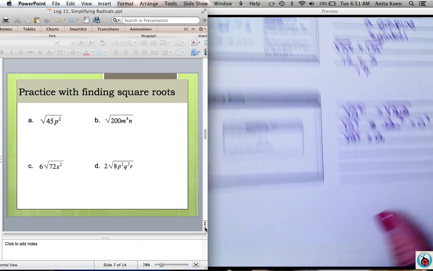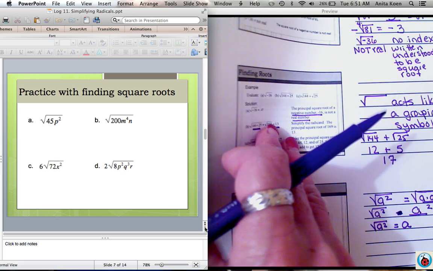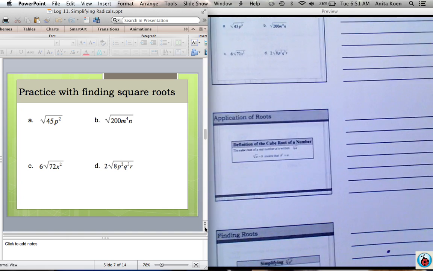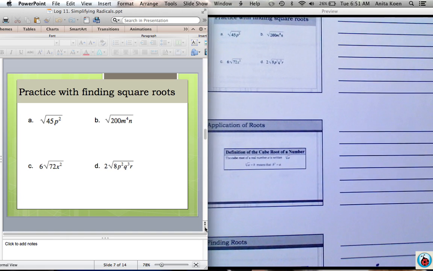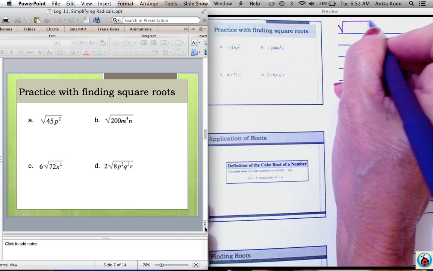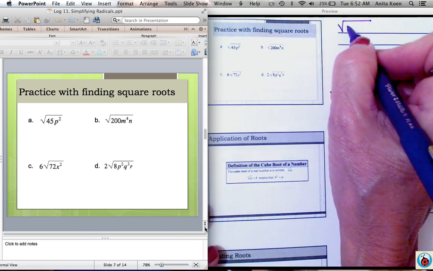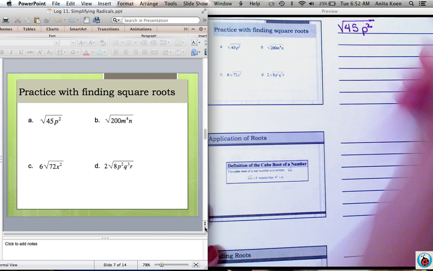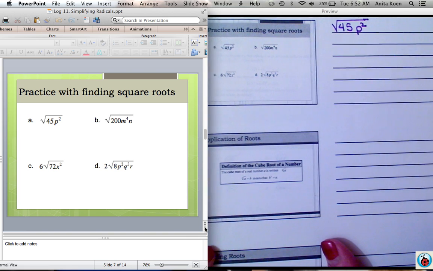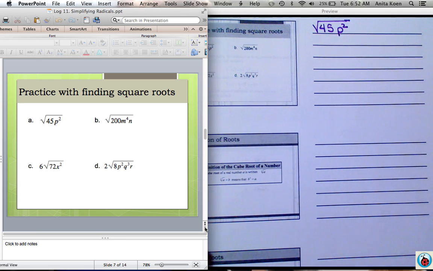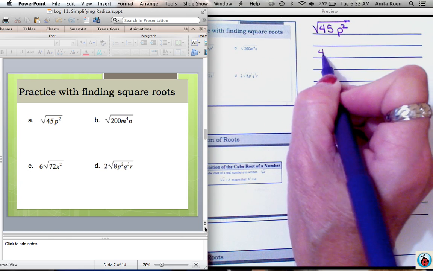Okay, so let's look at some practice with finding roots. We talked about at the beginning of class today how we recognize our square roots. So I want you to get into the habit of looking for square roots. However, in order for us to simplify this square root of 45p squared, we're probably going to need to make a factor tree. So let's go ahead and make a factor tree for 45.